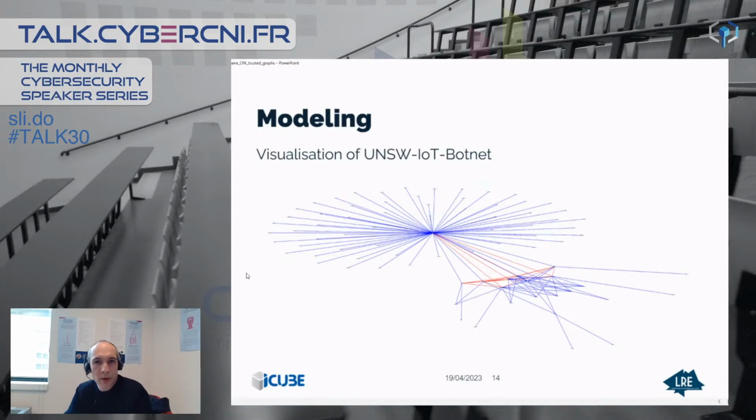Let me show you another example, where we wanted to get human oversight through our detection system. This is an example with our UNSW IoT botnet data set, where we see on one side one clean behavior with one server and IoT devices, as well as a much more intricate part, which in red contains the main attack traces.